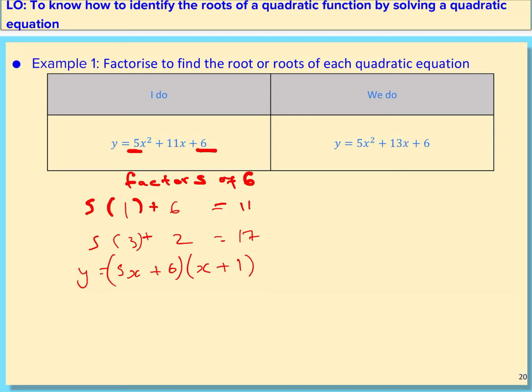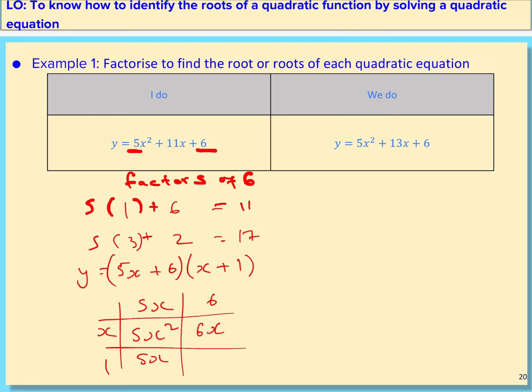So y equals (5x + 6)(x + 1). The reason why the 1 and the 5x can't be in the same bracket is because when we multiply it out, the 5x is going to have to be multiplied by 1. Like I said before, we can prove our answers right by expanding out the brackets.